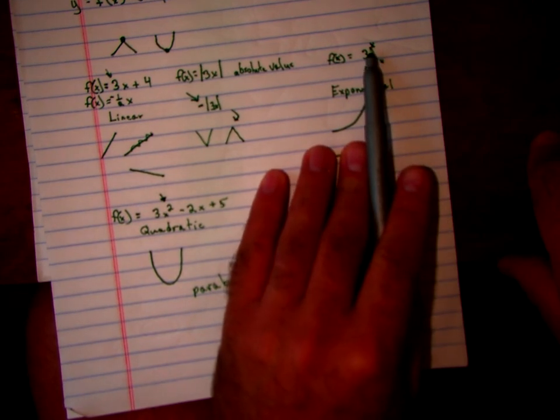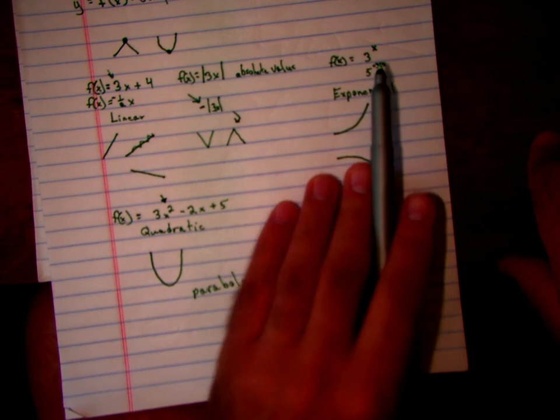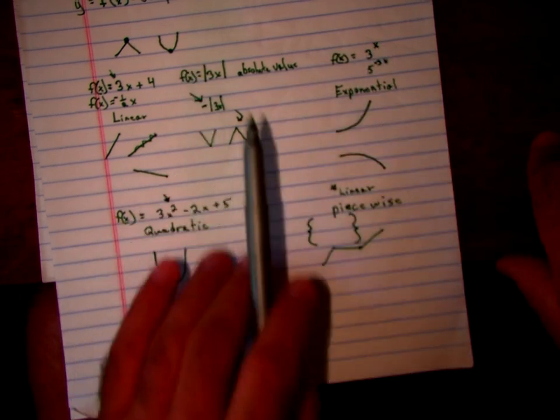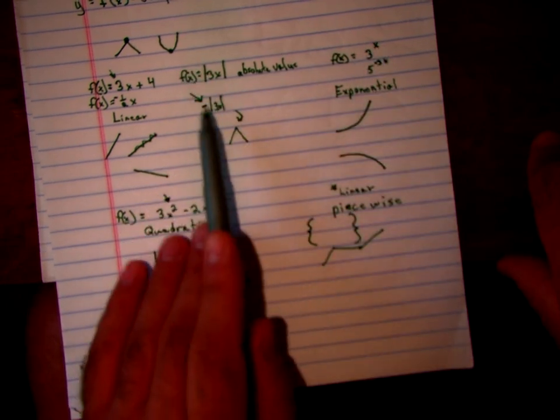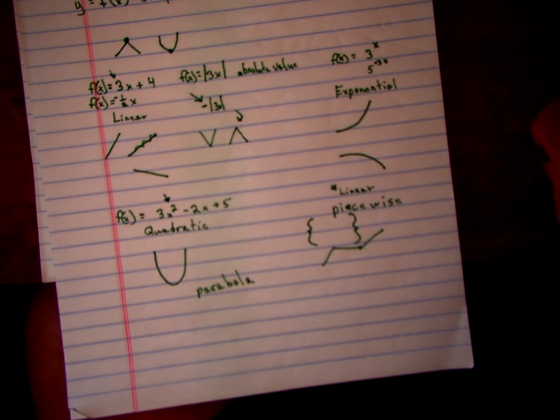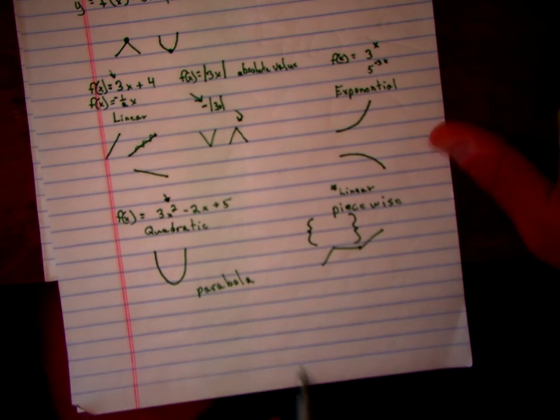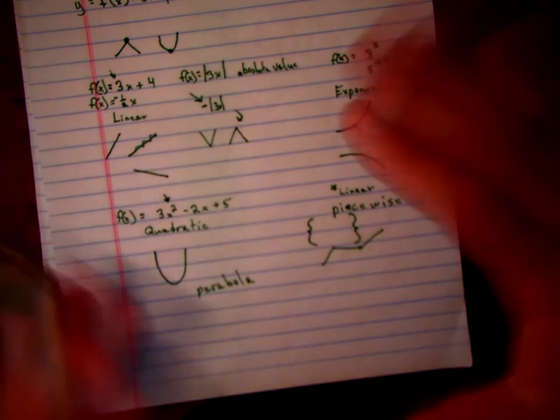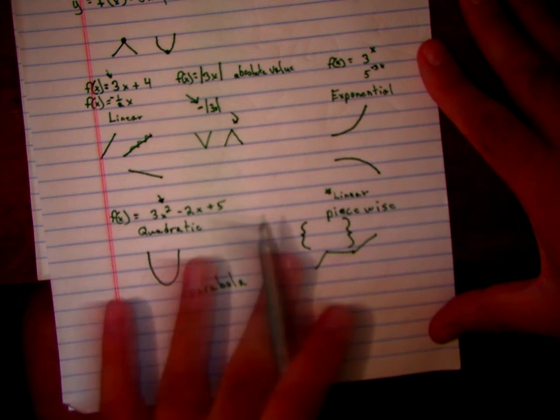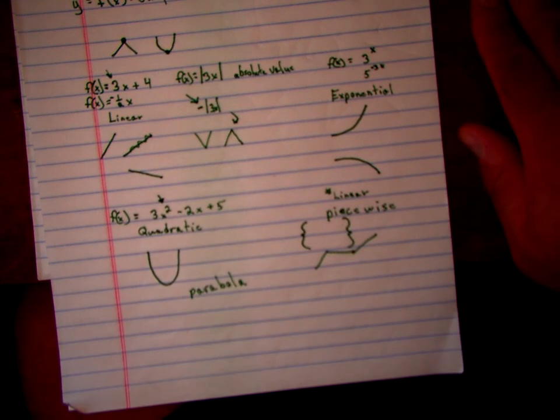Right in front of the x. So obviously this one's decreasing, this one's increasing. In absolute value, it's in front of the absolute value sign. Okay, those are important things you have to remember. All right, hopefully you're writing all this down and not just copying what my pictures are. Remember, it's what I say.